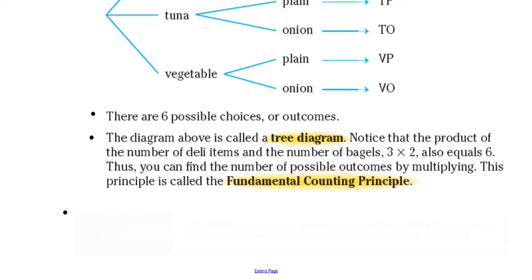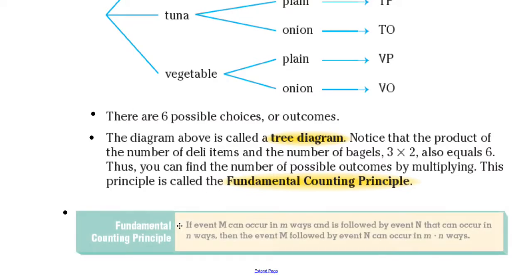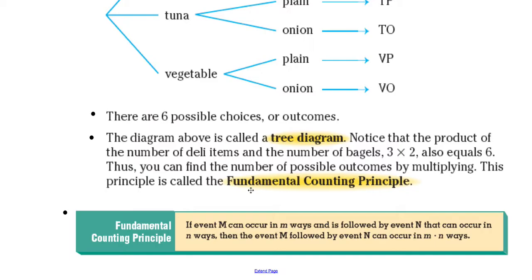These are basically 2 events. Event 1 is the deli items, and event 2 is the number of bagels. Multiplying them gives you 6, which is the fundamental counting principle. It states that if event M can occur in M ways and is followed by event N that can occur in N ways, then event M followed by event N can occur in M times N ways. In this case, event M is our deli items, and event N is the number of bagels.